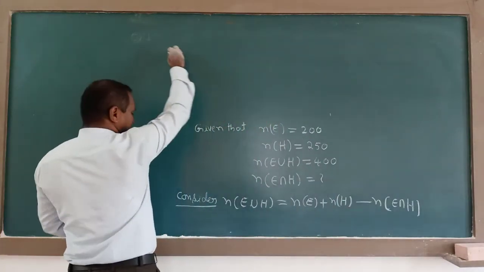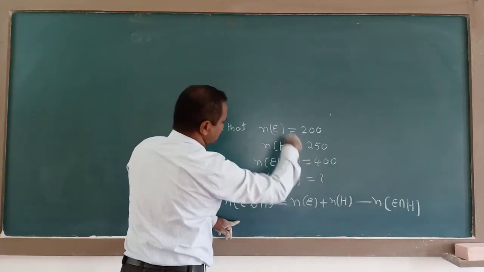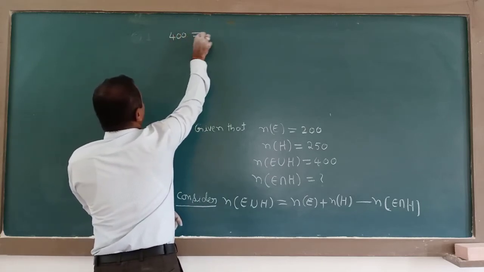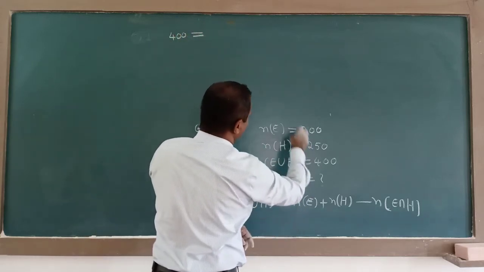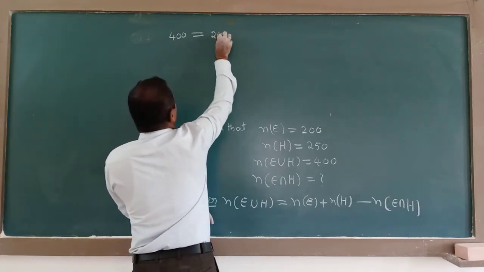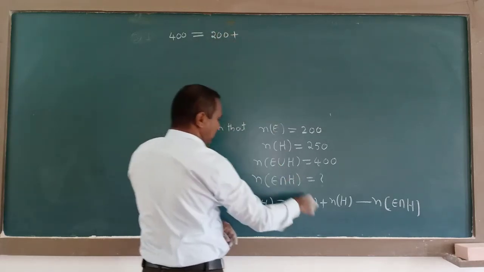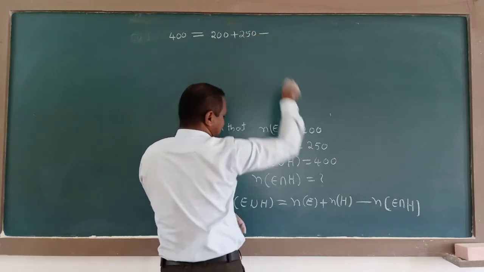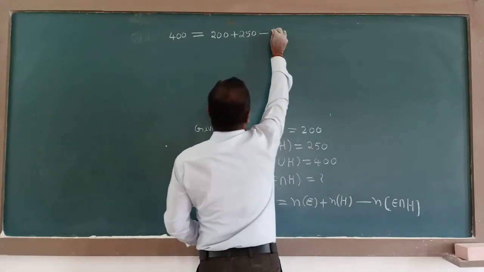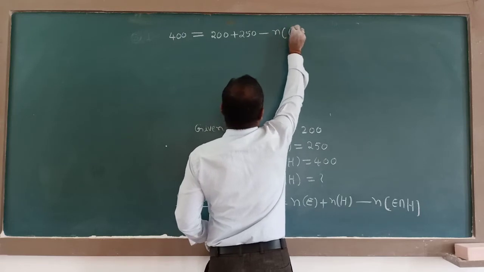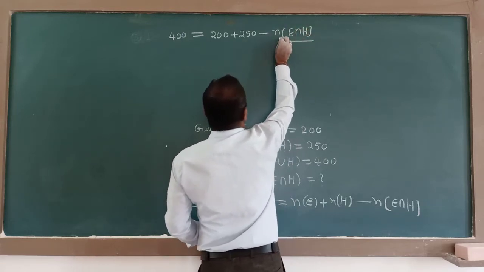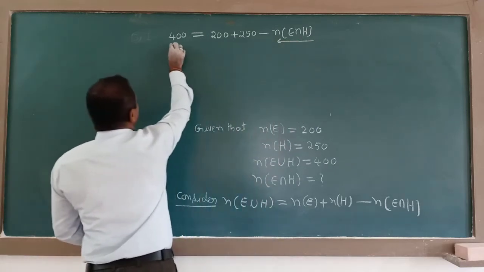This implies n of E union H is 400, which is equal to n of E, 200, plus n of H, 250, minus n of E intersection H. Sign this side, and sign 400 that side.